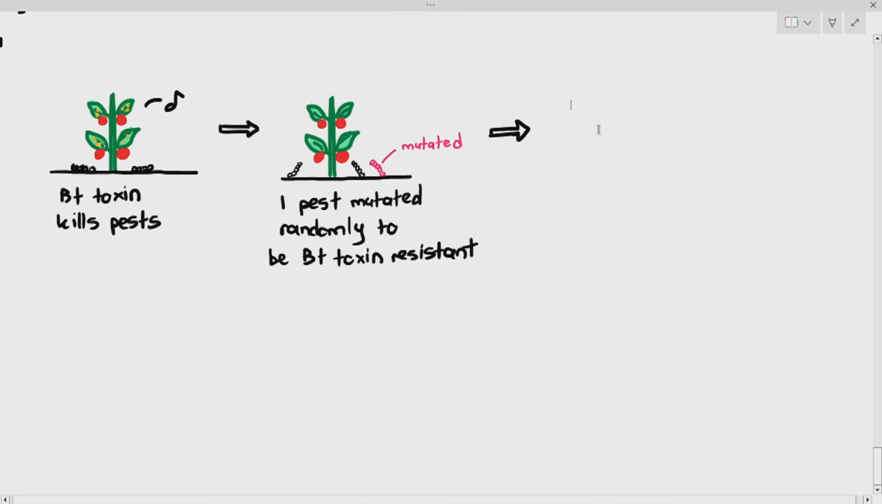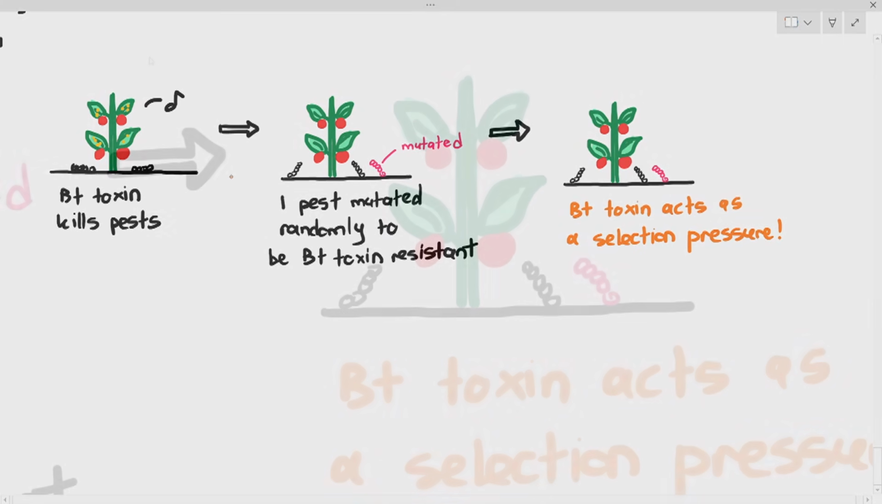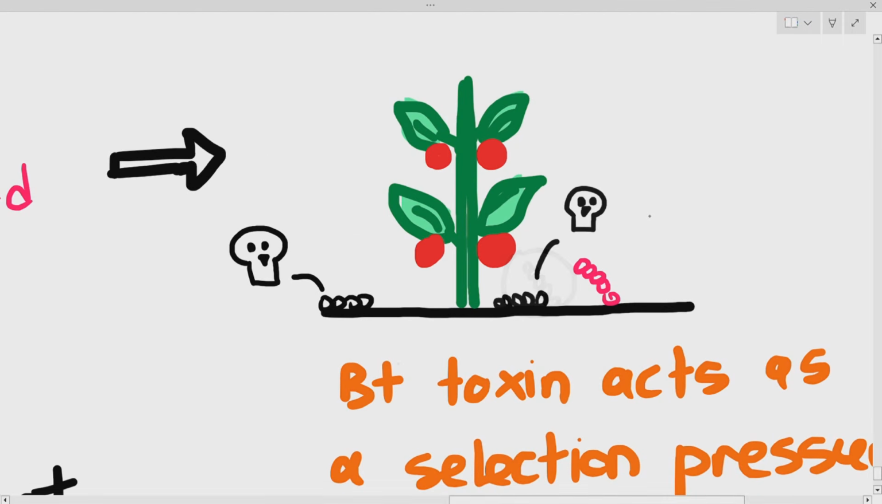So what happens is the Bt toxin acts as a selection pressure, and I've represented it as a red color pest which is mutated. So when the Bt toxin acts as a selection pressure, what does that mean? If that pest eats the plant, will it die? Yes, it will die because it's not resistant. What about the second one? If it eats it, it will die as well, and it's also because it's not resistant.